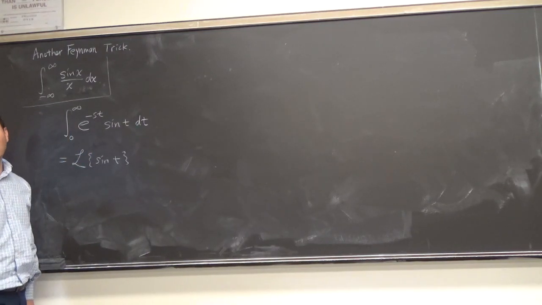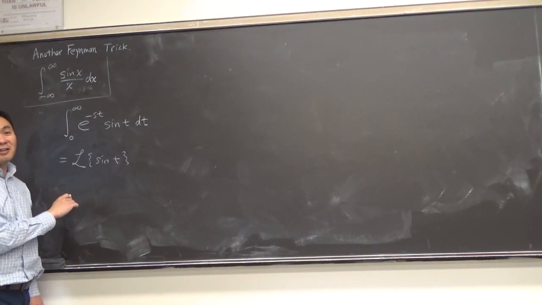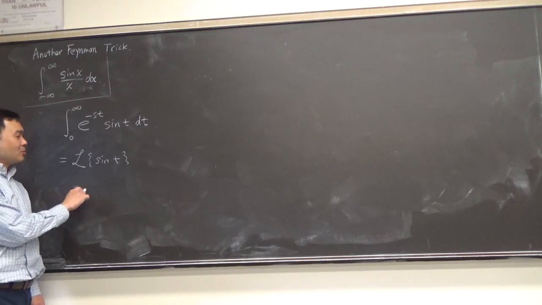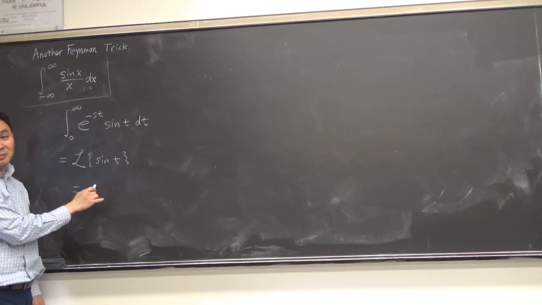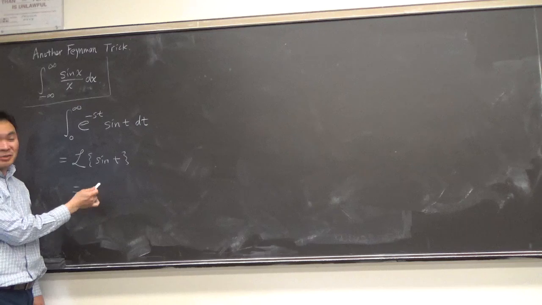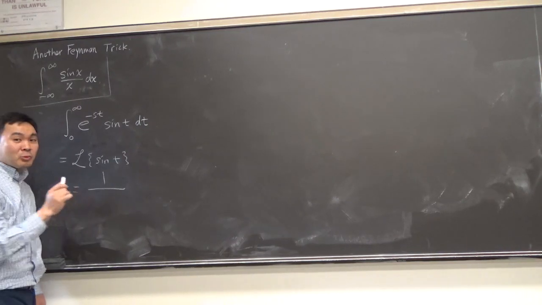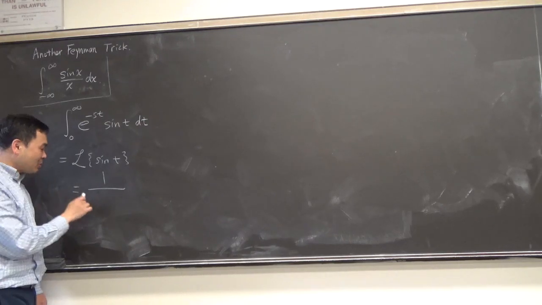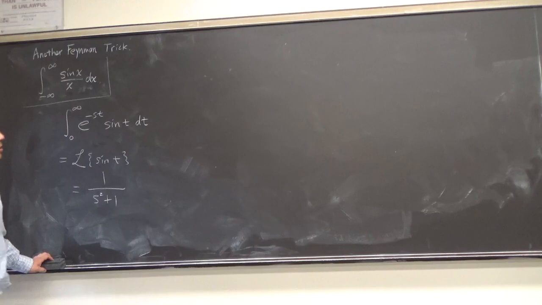What's the answer? The Laplace transform of sine t. You should know how to read the table at least. It's 1 over s squared plus k squared. What does the k squared mean? It's one squared, k means 1, right? That's the one. Okay.